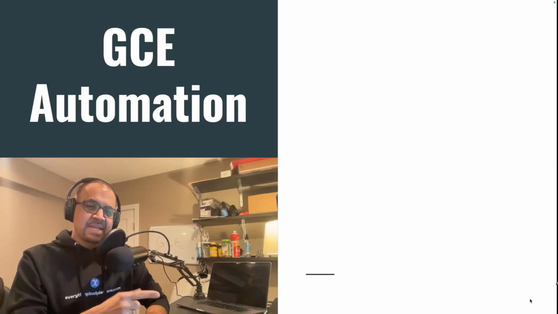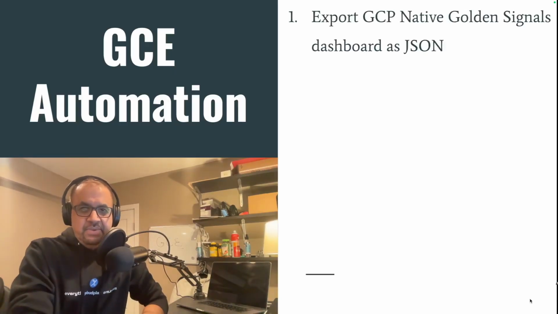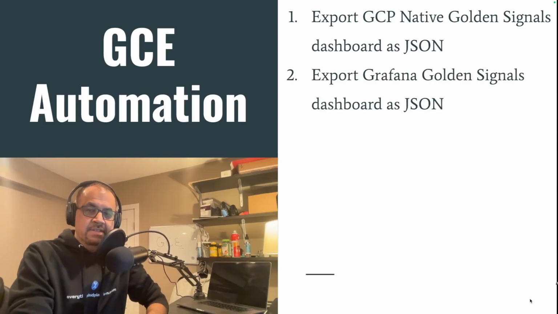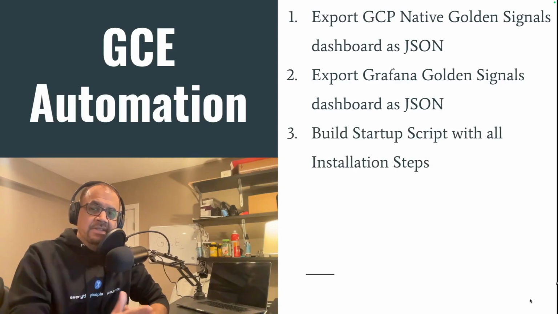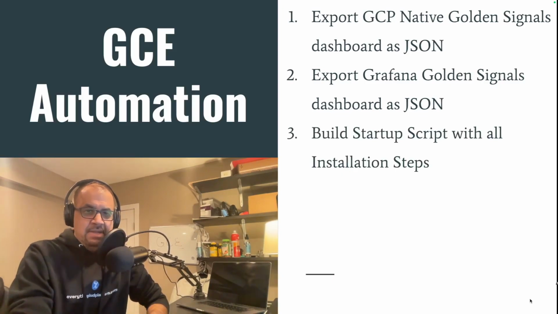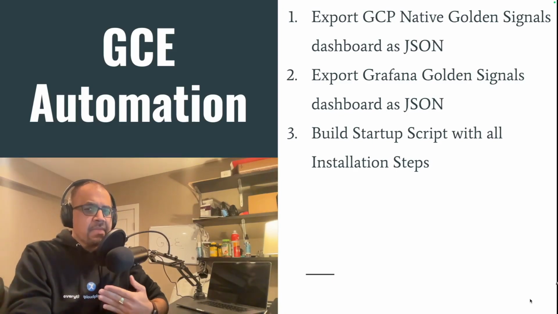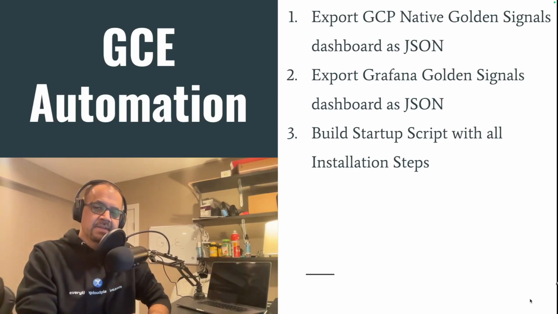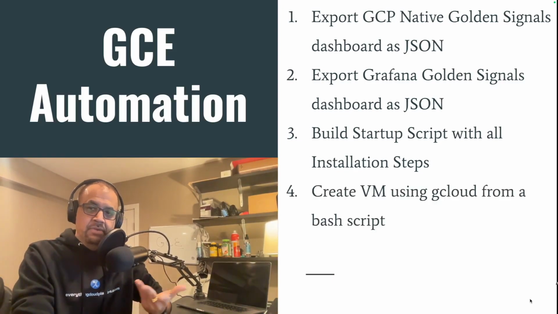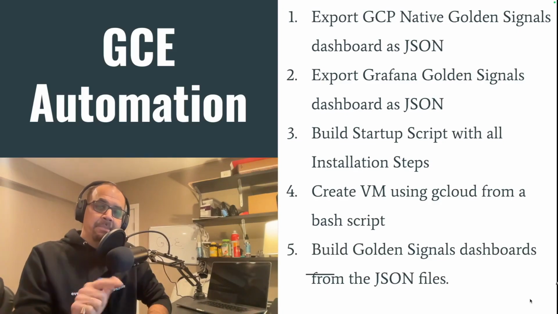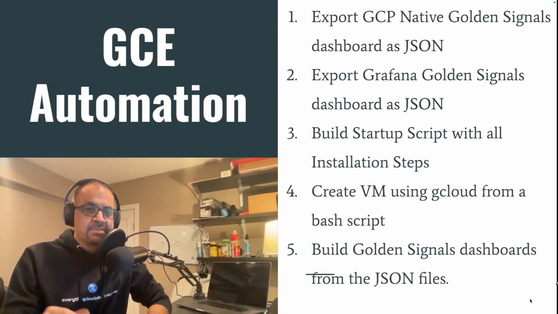Let's go. Here are the steps we are going to follow in this session today. We'll export the GCP native golden signals dashboards as JSON. We'll export the Grafana golden signals dashboard as JSON. We'll build a startup script with all the installation steps that we followed by SSHing into our VM, like we installed the monitoring ops agent, the Apache web server, and Grafana. We'll do all of that via a startup script. We'll create the VM using gcloud from a bash script rather than from the GCP console. We'll build the golden signals dashboards from the JSON file.